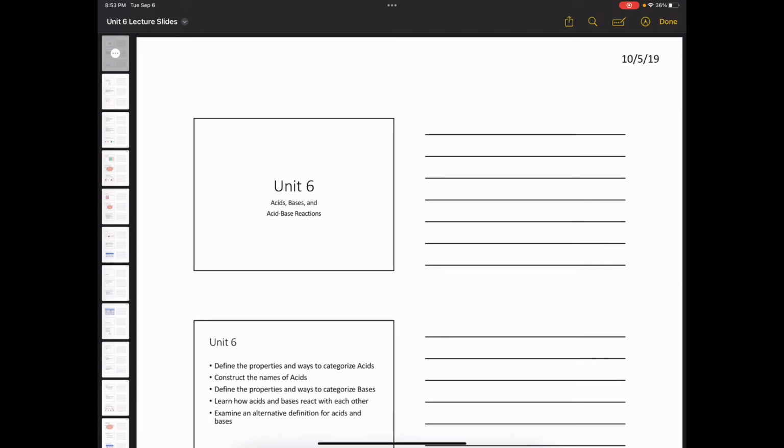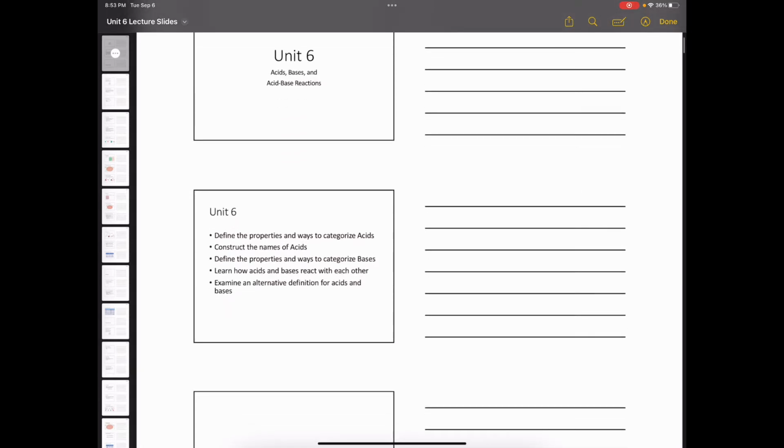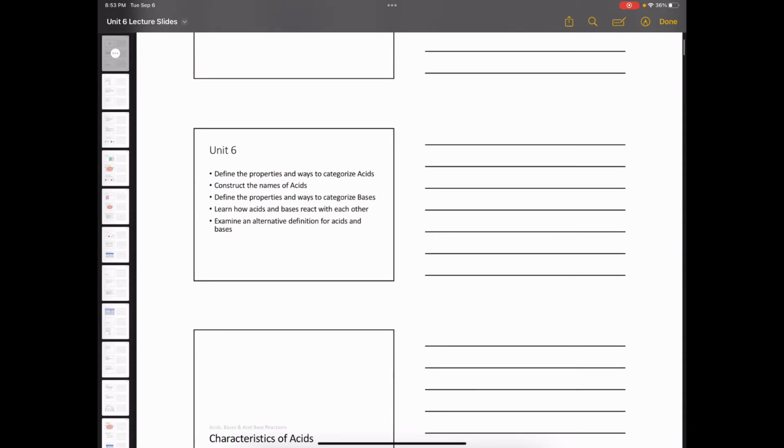Hello, everyone. Today we're going to go over Unit 6, which focuses on acids, bases, and acid and base reactions. What we will do first, we are going to look into properties and characteristics of acids and how to classify and categorize acids. We will look into the nomenclature of acids and how we can construct names by looking at the molecular formula of specific acids.